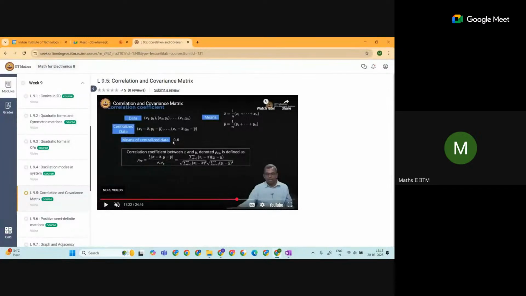So these are just formulas. This is called the correlation coefficient. I hope all of you are able to get it. This is just a numeric formula. There is no theory.